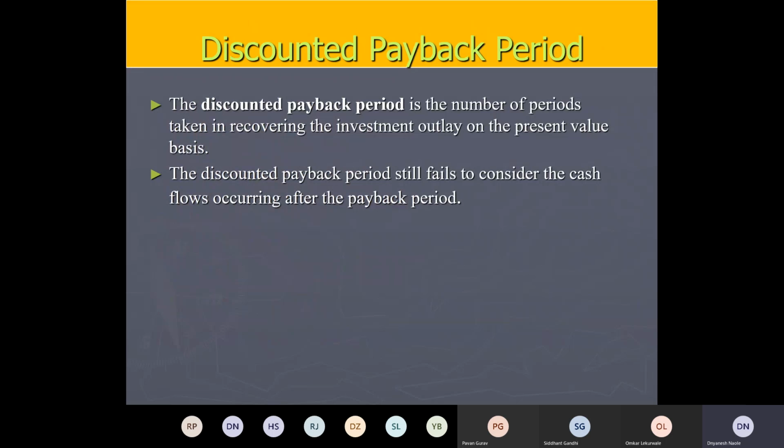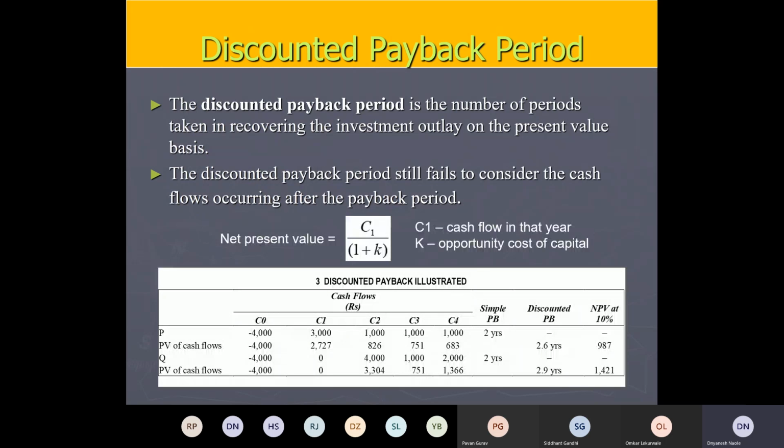Consider there are two projects, P and Q. Okay, project P and project Q, and the first row gives you information about the cash flows appearing in the first year, second year, third year, and the fourth year, and minus 4,000 is the initial investment. Okay, and the second row is giving you the present values of those cash flows. Say for example, for the project P in the first year, the value of the cash inflow we are earning is 3,000 rupees.